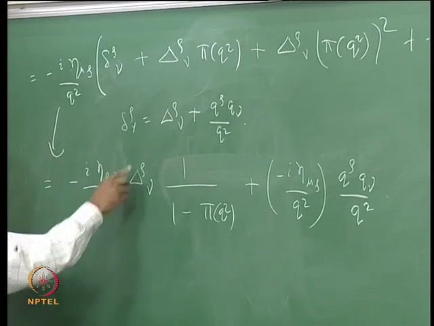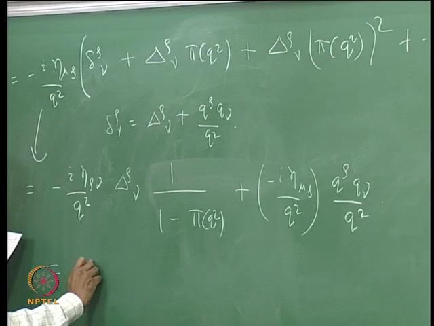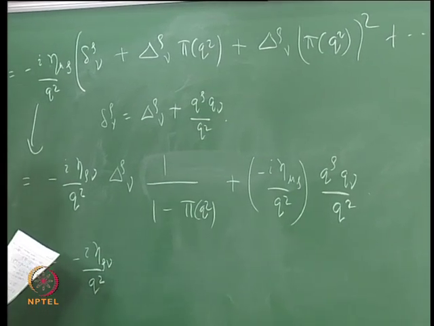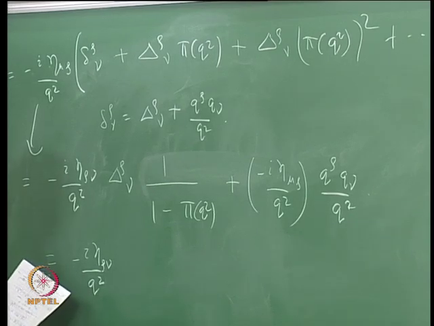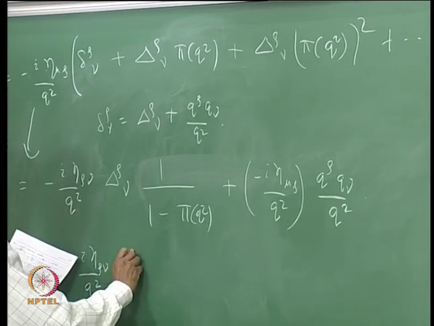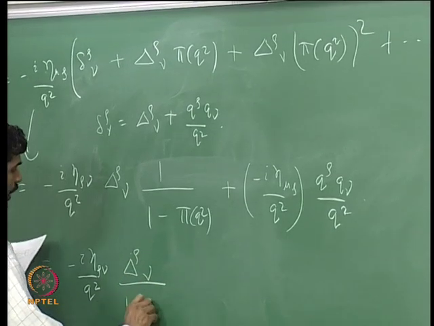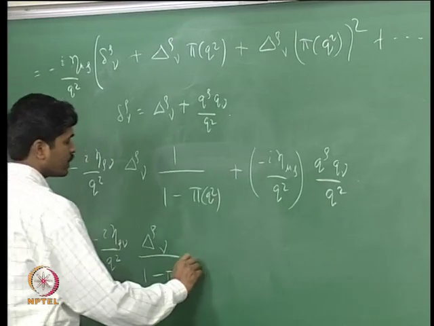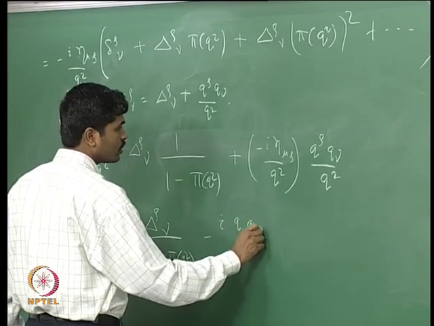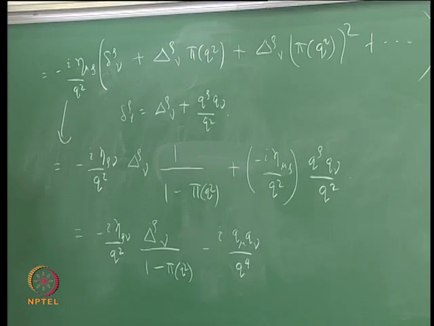All right. So, what I have here is simply minus I eta rho nu over q square delta rho nu divided by 1 minus pi of q square, and here minus I, this can contract and it will give me q mu q nu divided by q to the power 4. This is what I am going to get.